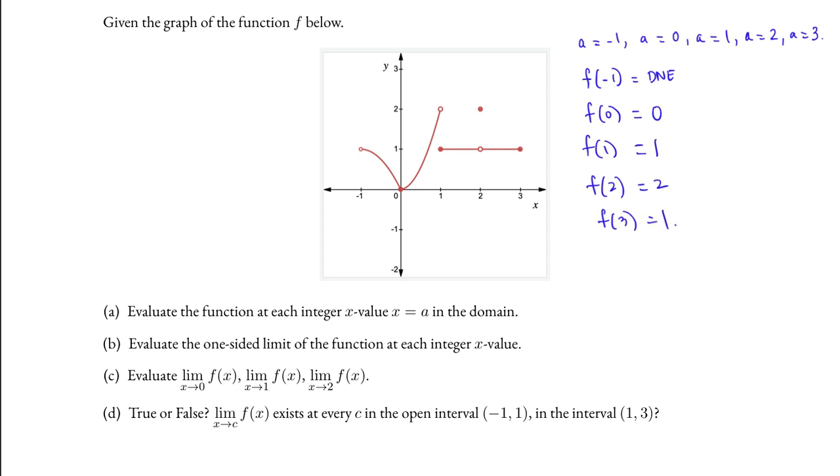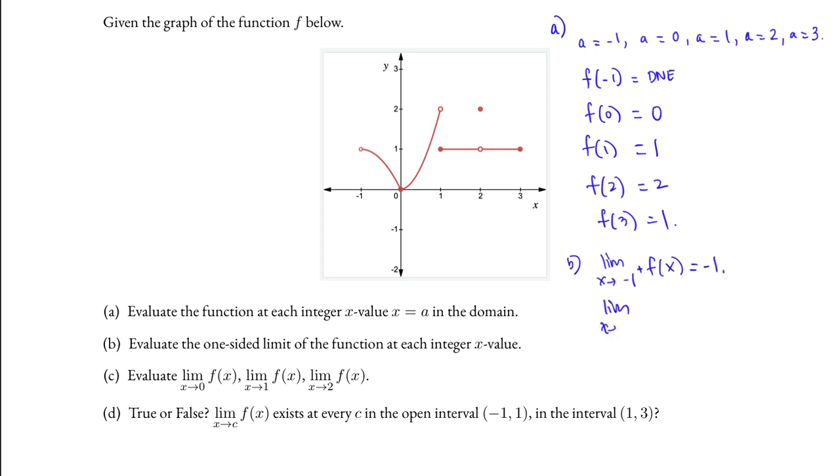Part B. For the one-sided limit at each of these integers, the limit at x equals -1 on the left-hand side. Well, there's nothing on the left-hand side of x equals -1 because the graph doesn't exist there, so we're going to skip it. But at x equals -1 from the right-hand side, we see that the function is approaching y equals -1.